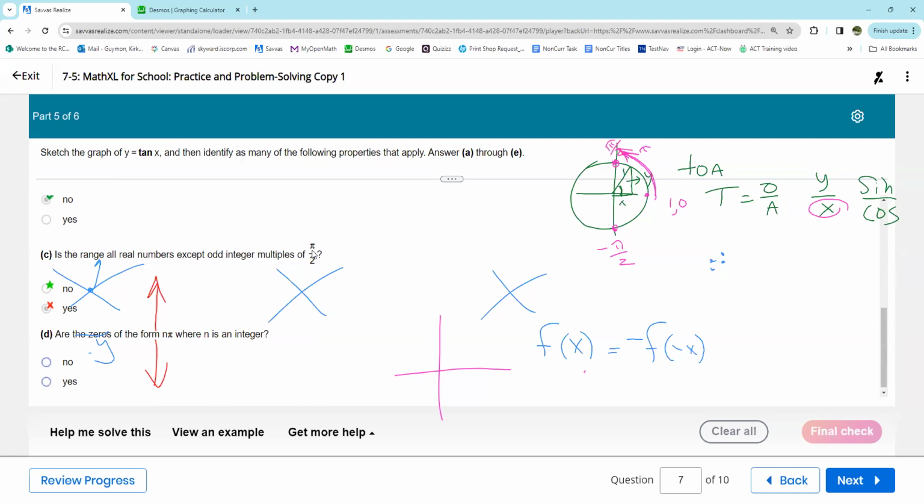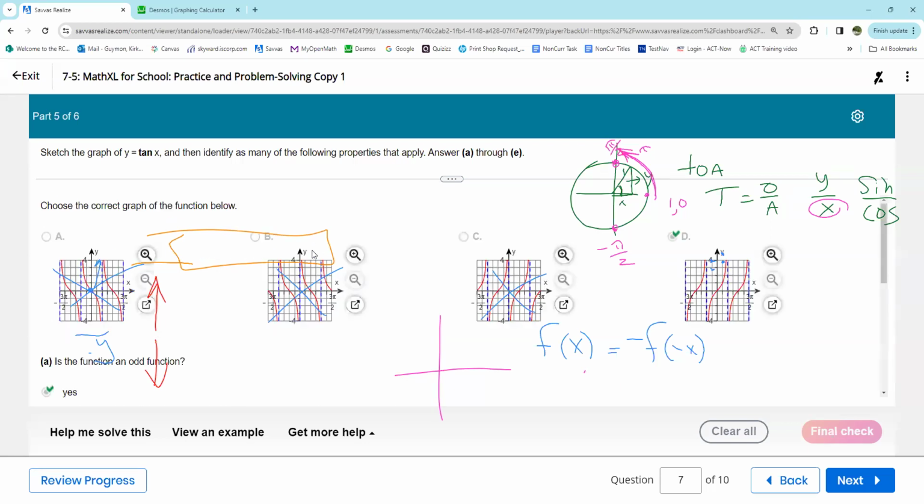Oh, I didn't read the whole question. I just stopped. Okay, so that one's on me. All right, so keep on keeping on here. Is the range all real numbers except... all the zeros are in the form of whole pies.